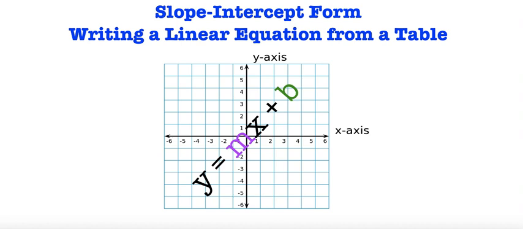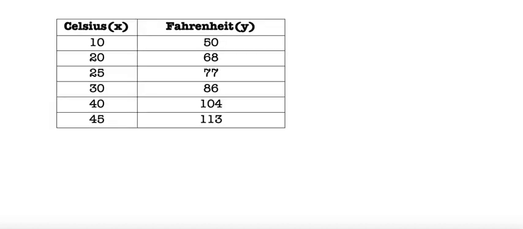Hello, mathematicians. Today we're going to be learning about slope-intercept form, and more specifically, we're going to learn how to write a linear equation from a table. So here I have a table where Celsius is represented by X and Fahrenheit is represented by Y. And in our table, we'll see the relationship between Celsius and Fahrenheit. Because as you know, if the temperature is 10 degrees Celsius, that does not make it 10 degrees Fahrenheit.